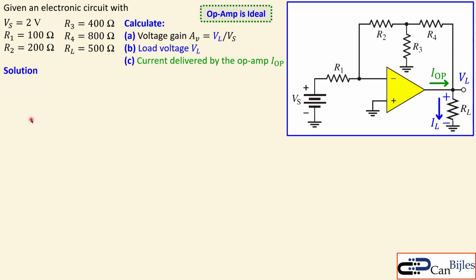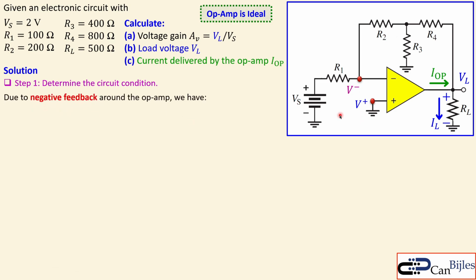Before we move on, let's look at our first conditions. The solution says always, in this kind of circuit, determine the condition of the circuit. The condition will be determined using the op-amp configuration, because we have negative feedback and this means V plus and V minus must be equal to each other. And since V plus is exactly ground, V minus is also ground. So due to negative feedback around the op-amp, V plus is equal to V minus. But since V plus is exactly 0, V minus is also exactly 0. This is then the virtual ground.